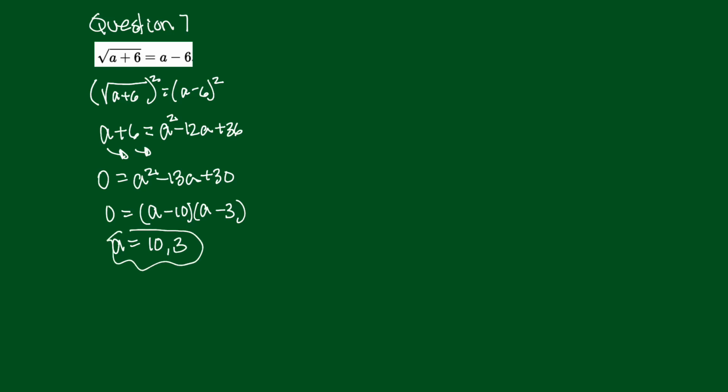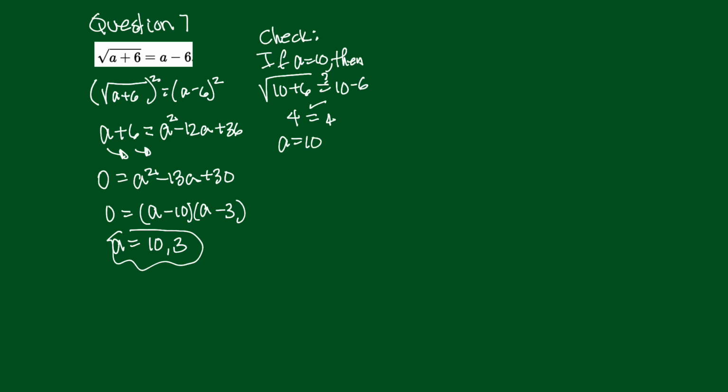Okay, but we need to check. We need to check both of these. So I'll do that right here at the top. So let's check. First of all, if a is equal to 10, then put that 10 right back in here, and we'll do a bunch of it in our heads. So I'll get square root of 10 plus 6. Is that equal to 10 minus 6? Well, on the left side, what do we have? 16. Square root of 16 is 4, so I get 4. Right side, 10 minus 6 is 4. It checks. All right, so I can conclude now that a is equal to 10 is a good solution.